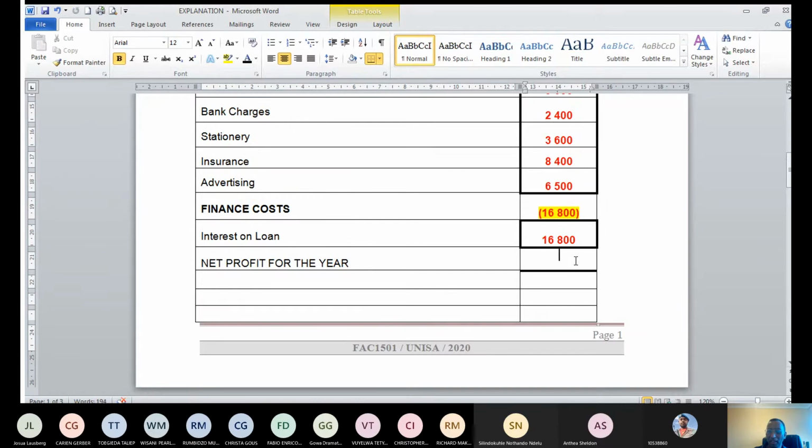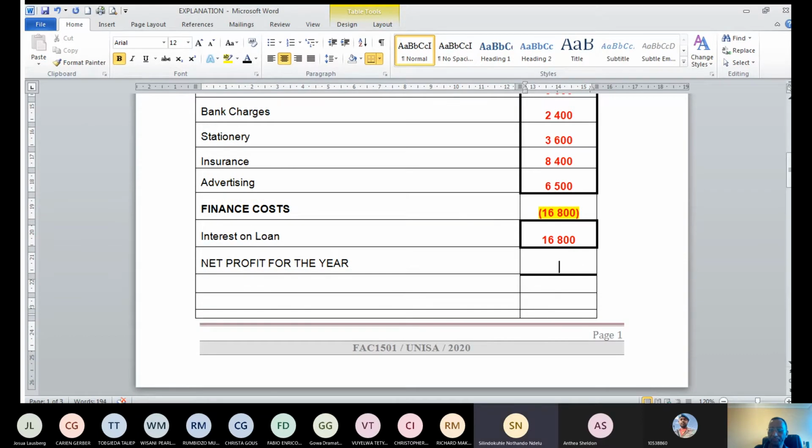Your answer that you will get now is an amount of 51,800 Rand. And because that is a positive amount now, we will label that therefore as the net profit for the year. So our net profit for the year, 51,800 Rand. And that concludes our statement of profit and loss and other comprehensive income.